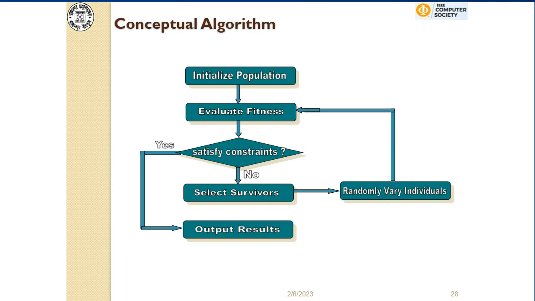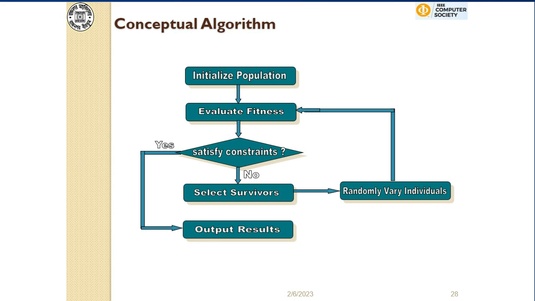evaluate the fitness of the solutions based on some metric, and then you see whether the algorithm has converged or not, or whether the solutions are good enough to continue. If they are good, then okay, you just output the results. Otherwise, you again select some survivors by means of a reproduction mechanism, and then you randomly vary the individuals, applying operators like mutation, crossover, etc. And then you start all over again. You again evaluate the fitness. So this is actually an iterative procedure.